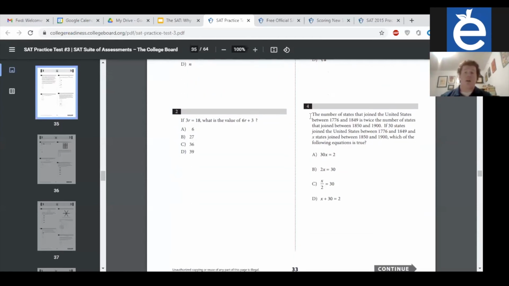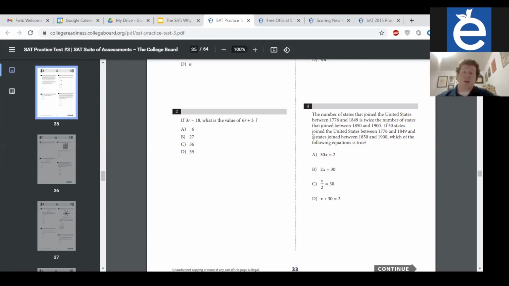All right, moving on to number 4. The number of states that joined the United States between 1776 and 1849 is twice the number of states that joined between 1850 and 1900. If 30 states joined the United States between 1776 and 1849, and X states joined between 1850 and 1900, which of the following equations is true? This kind of word problem requires a bit of interpretation to establish what our equation is.